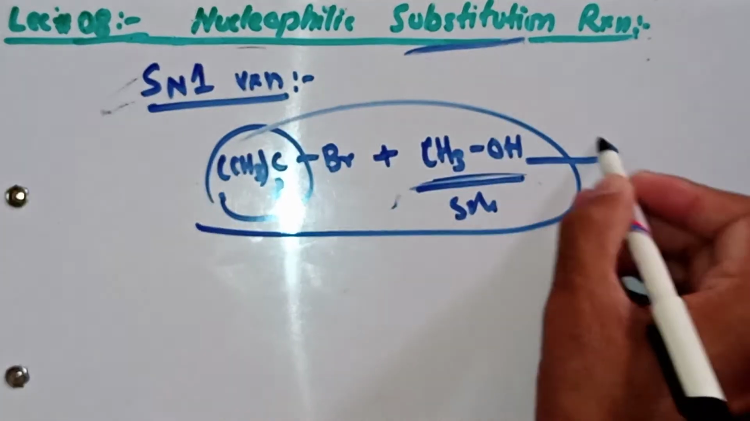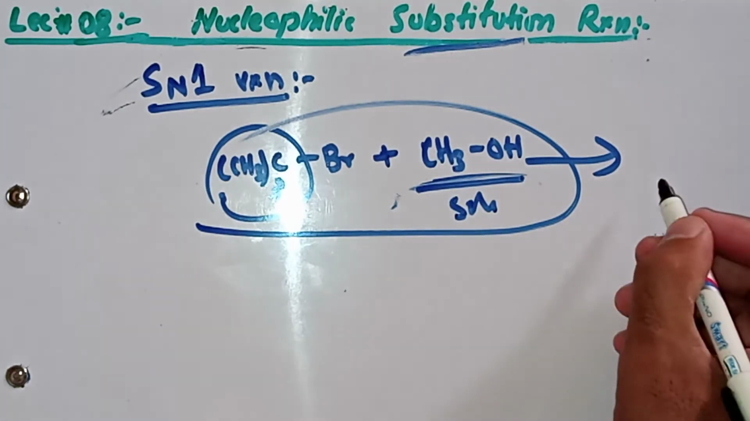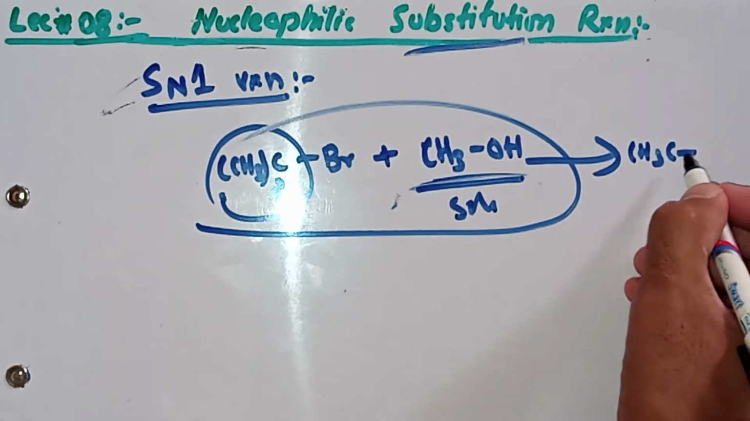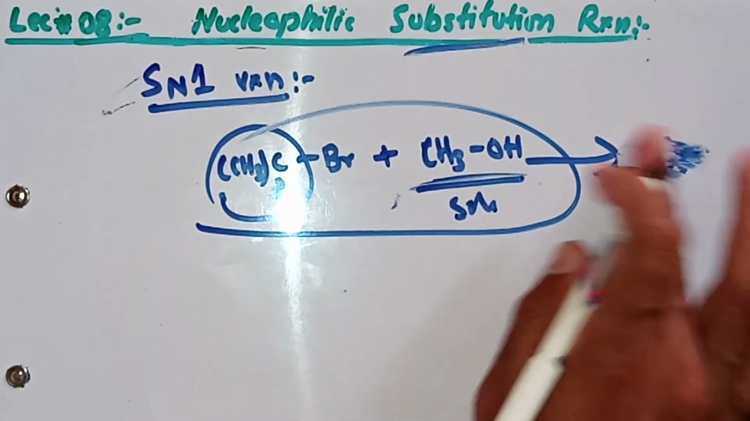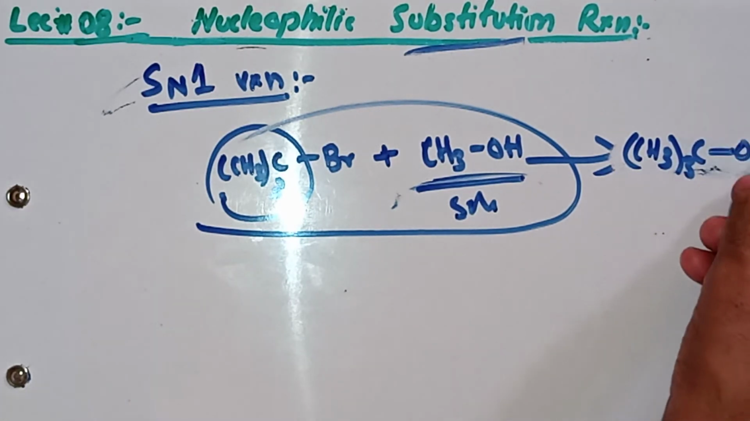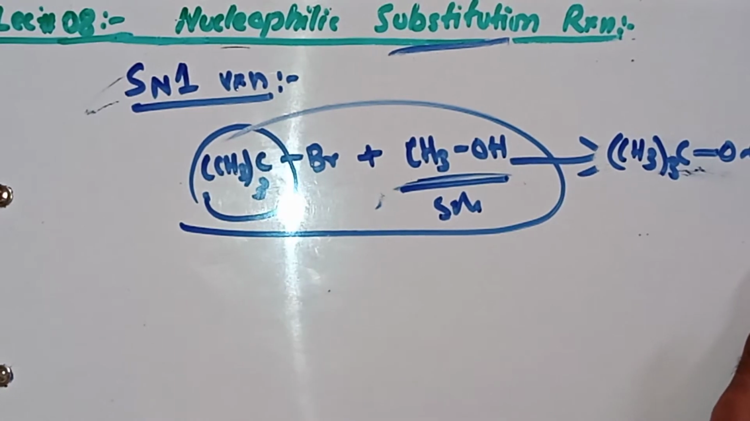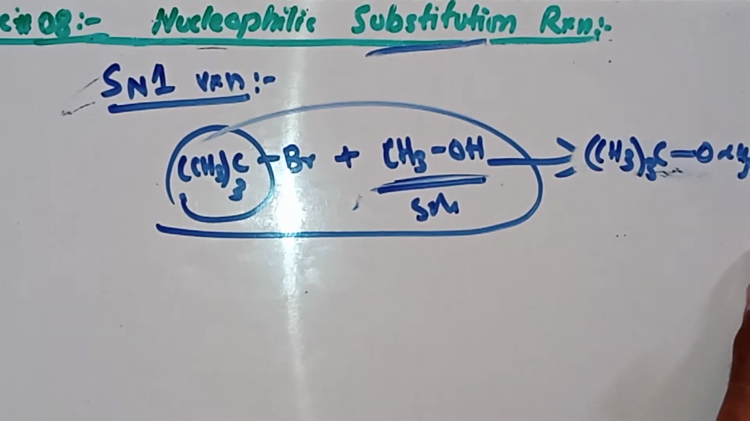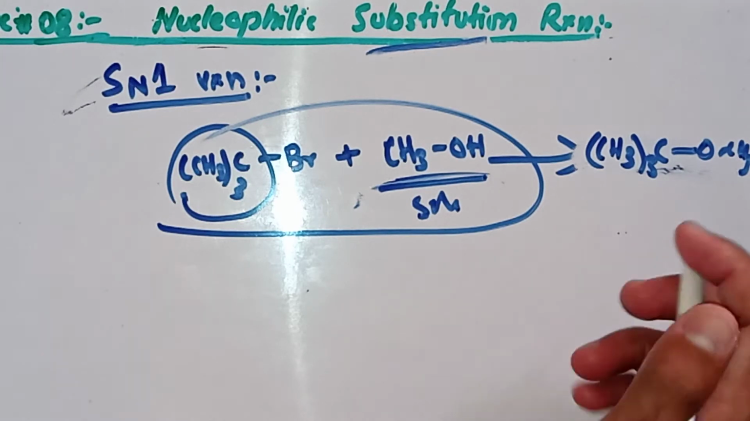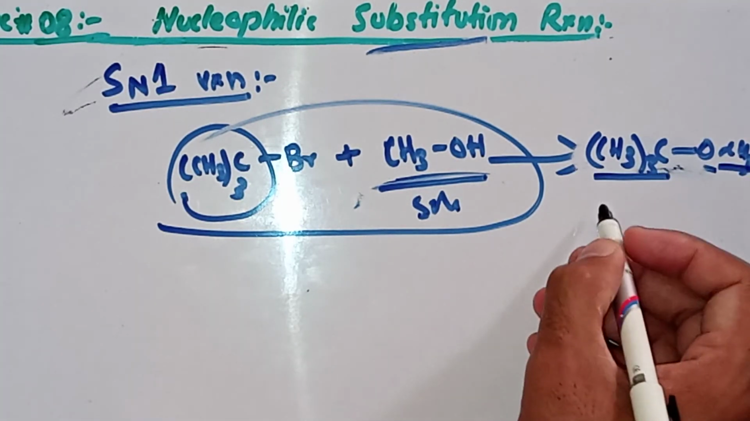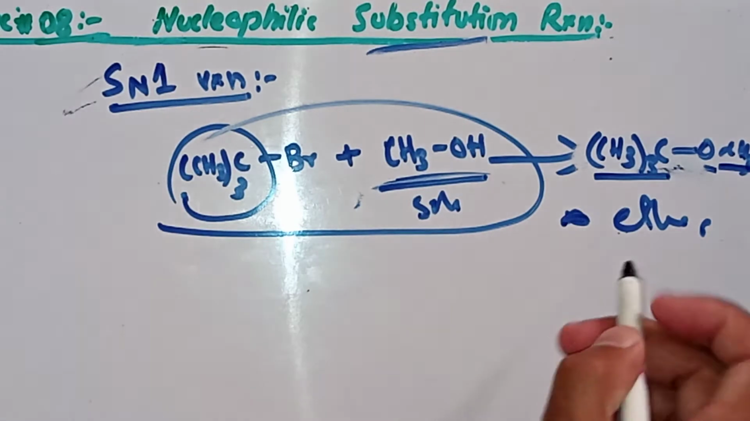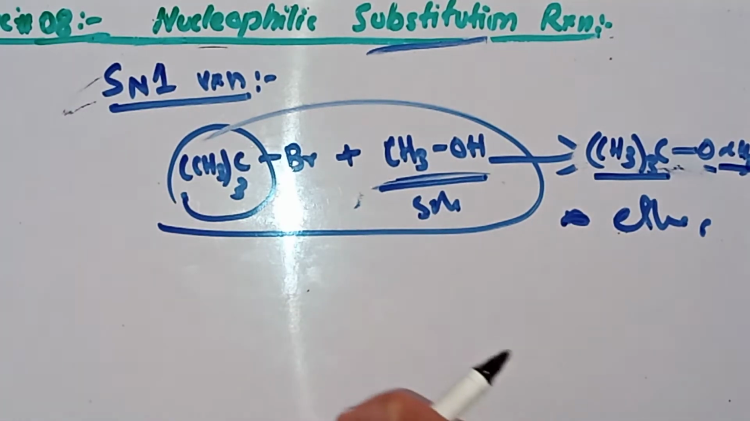When these react, they form a mixture, and the methyl tertiary butyl ether, (CH3)3COCH3, can be isolated from it. This is the tertiary butyl group and this is the methyl group, so it is methyl tertiary butyl ether. This is the formula of the ether.